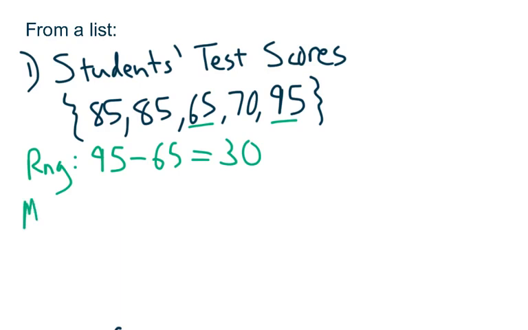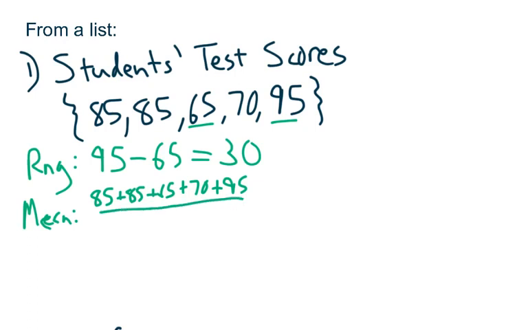Now, for mean, that one's going to require a little more arithmetic. We're going to add all these up. So 85 plus 85 plus 65 plus 70 plus 95. We don't need to rearrange the order or anything like that. We just add them all up, and then we divide by 5 because there are 5 data points. I've already done this, and I've calculated that the total is 400, and you divide it by 5, you will end up getting 80. And so our mean is 80.